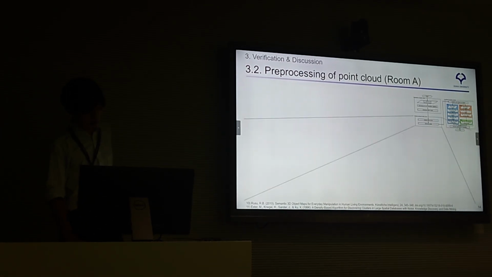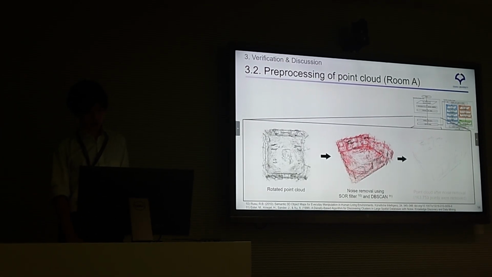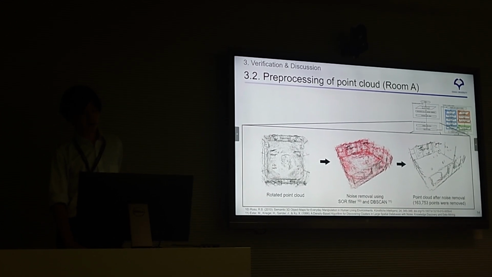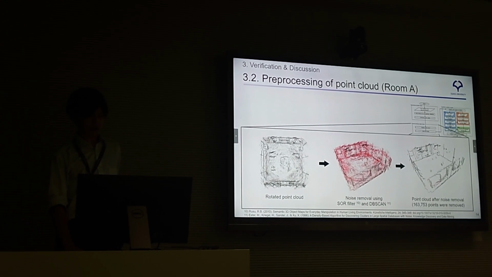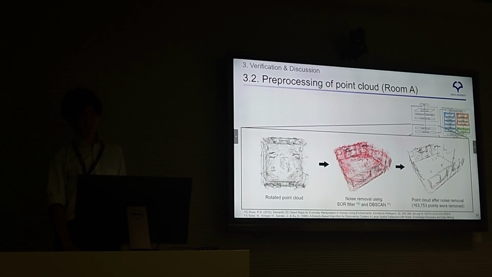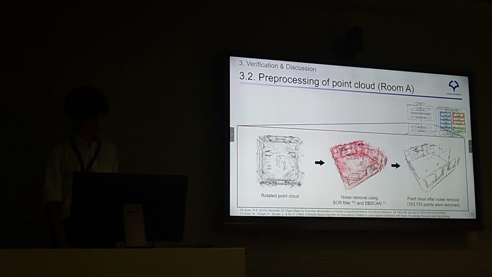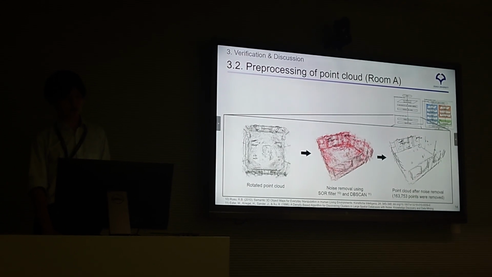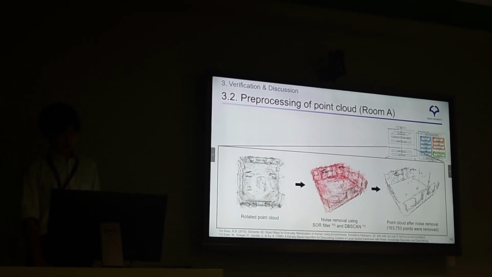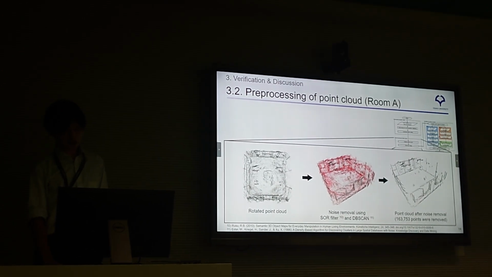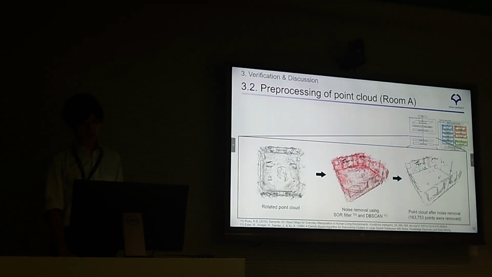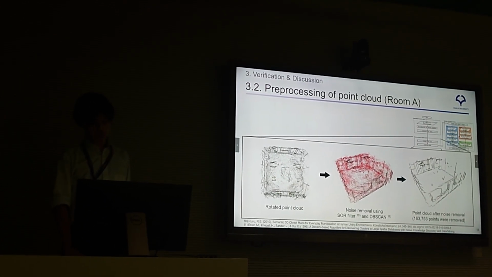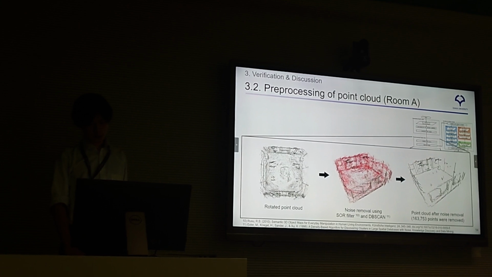Next, in the pre-processing of the point cloud, we performed rotation processing and noise removal. 3D Gaussian splatting generates point clouds with random rotations, so it is necessary to rotate the point clouds to align them with the real-world coordinate system. In addition, as the point cloud generated by 3D Gaussian splatting contains a lot of noise, we used two noise removal algorithms, statistical outlier removal filter and density-based spatial clustering of applications with noise, available in a Python library called Open3D, to remove this noise.